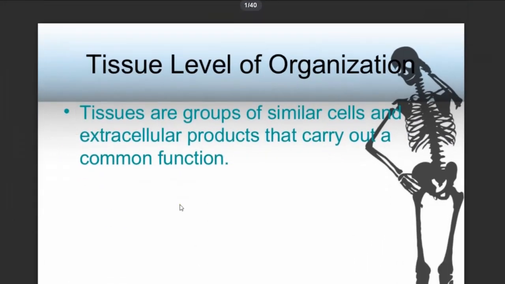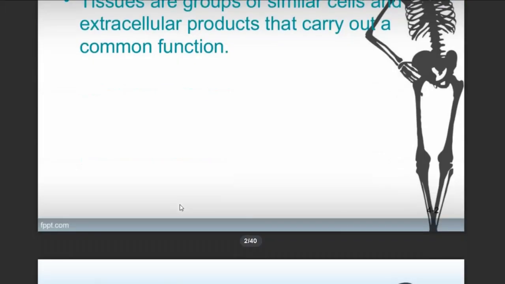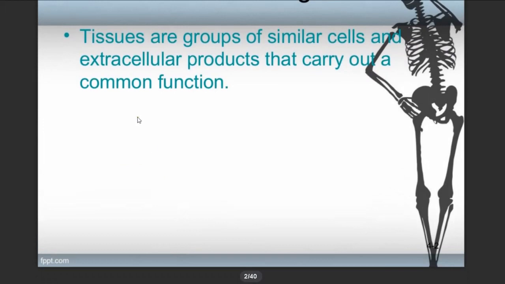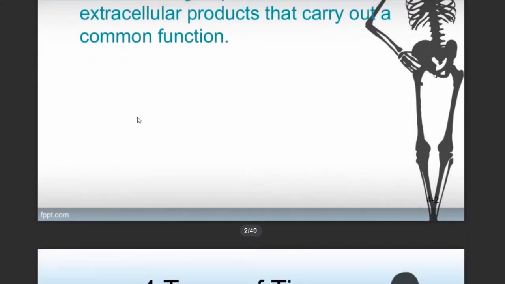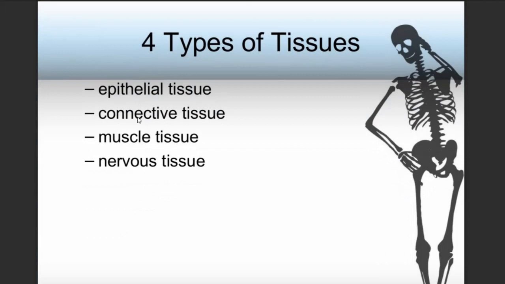So what is a tissue? Tissue is made up of similar type of cells aggregating together. They form a tissue. So tissues are a group of similar cells and extracellular products that carry out a common function. We will further discuss what the extracellular products are in upcoming slides. There are four types of tissues. First one is the epithelial tissue, second is the connective tissue, muscle tissue, and nervous tissue.